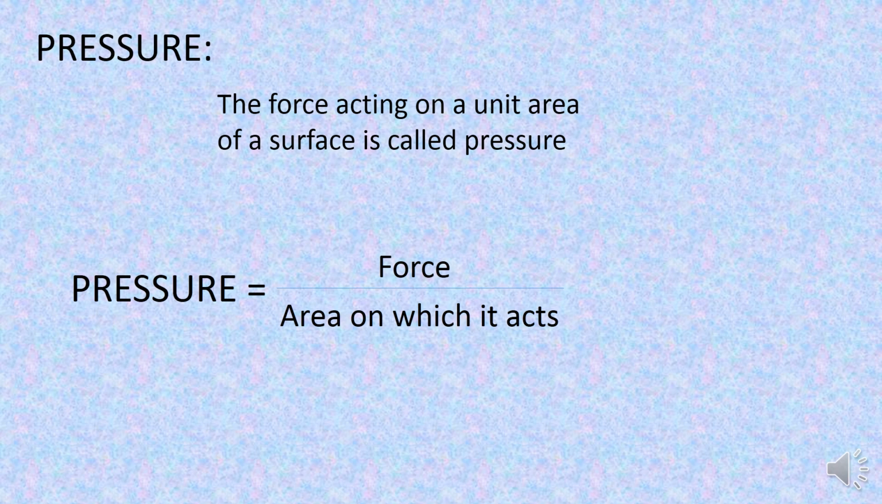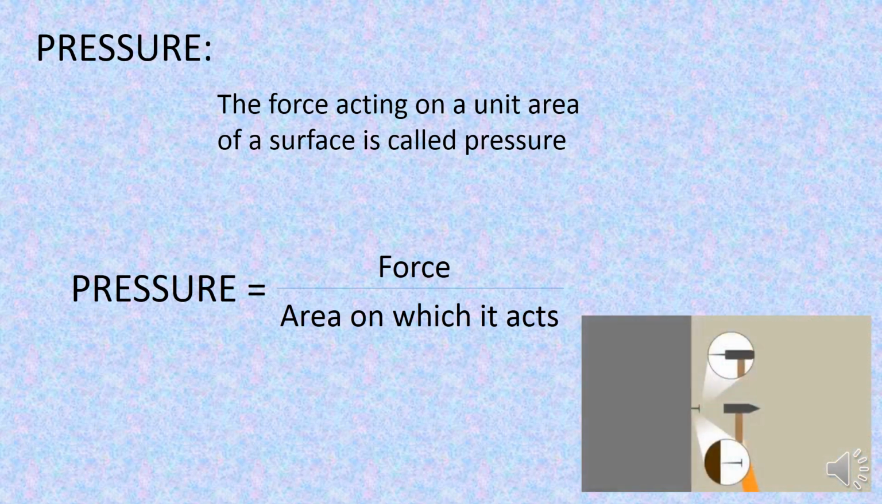How can we define pressure again? We can define it as the force acting on a unit area of a surface is called pressure. And what is the formula for pressure? Pressure is equal to force divided by area on which it acts. Note that the area is in the denominator in the expression, right? So similarly, the smaller the area, the larger the pressure on the surface.